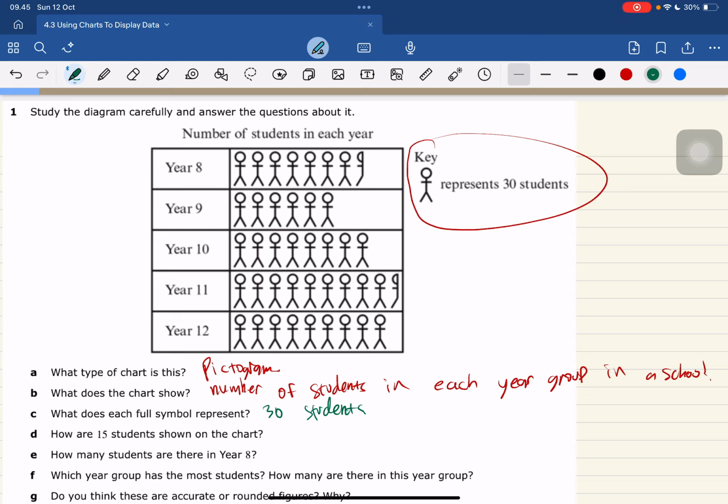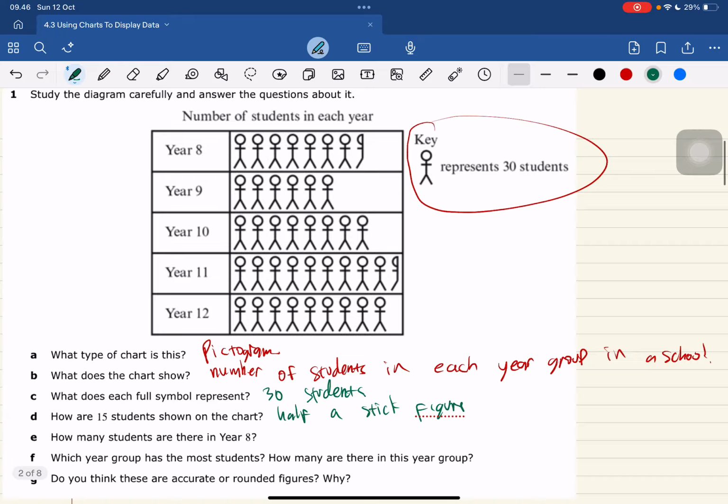How are 15 students shown on the chart? We can just make it a half, a half stick figure. Because a full figure is 30, so we make it a half. This is going to be 15.